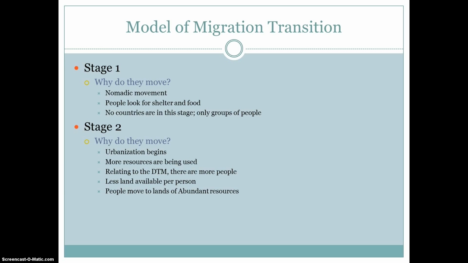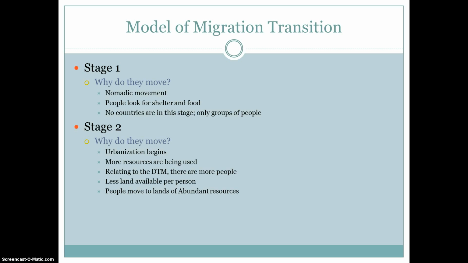When we go to stage 2, why do people move in stage 2 of the migration transition? We have to look into certain factors. Stage 2 is when urbanization begins, as we saw in our development. And so when urbanization begins, we see more and more people being born, and this ties into the demographic transition model. So at this point, you should be seeing that all of these 3 different types of transition models tie into each other and affect each other and affect the properties of each one.